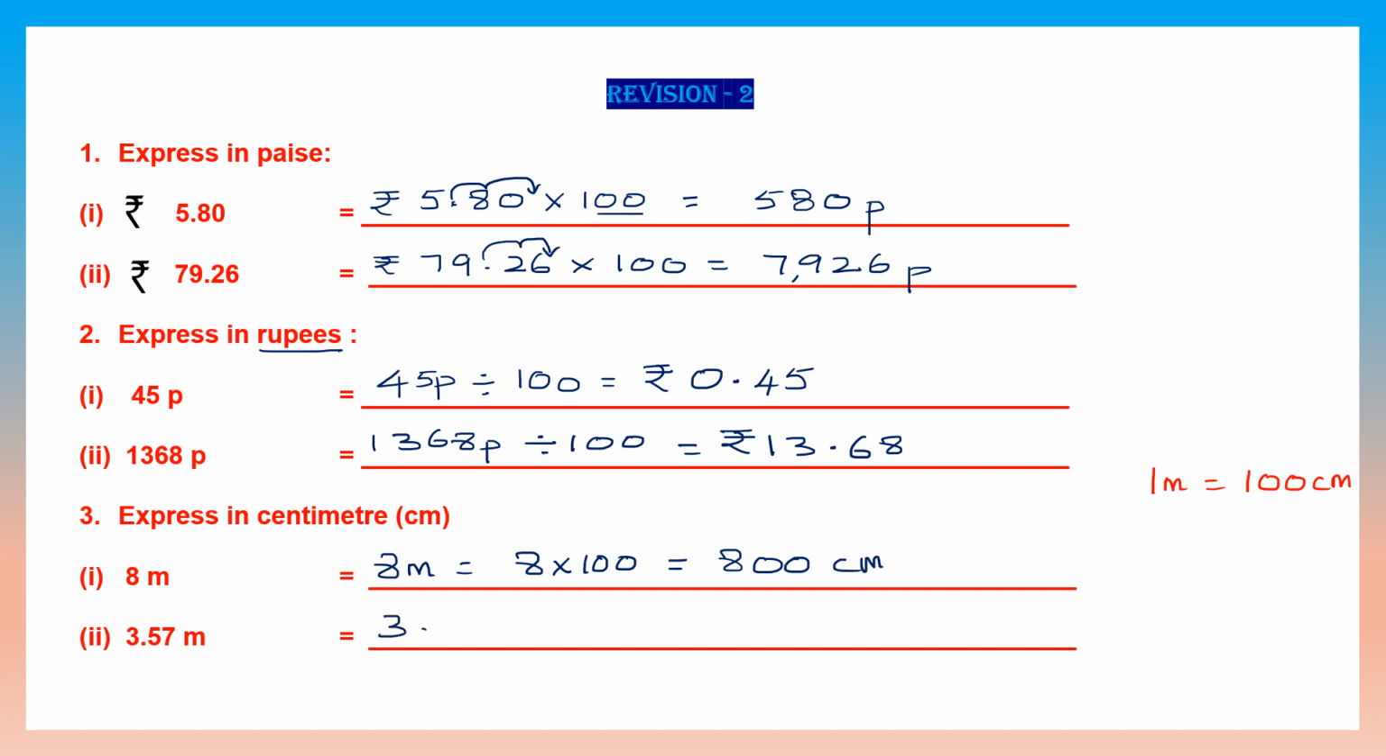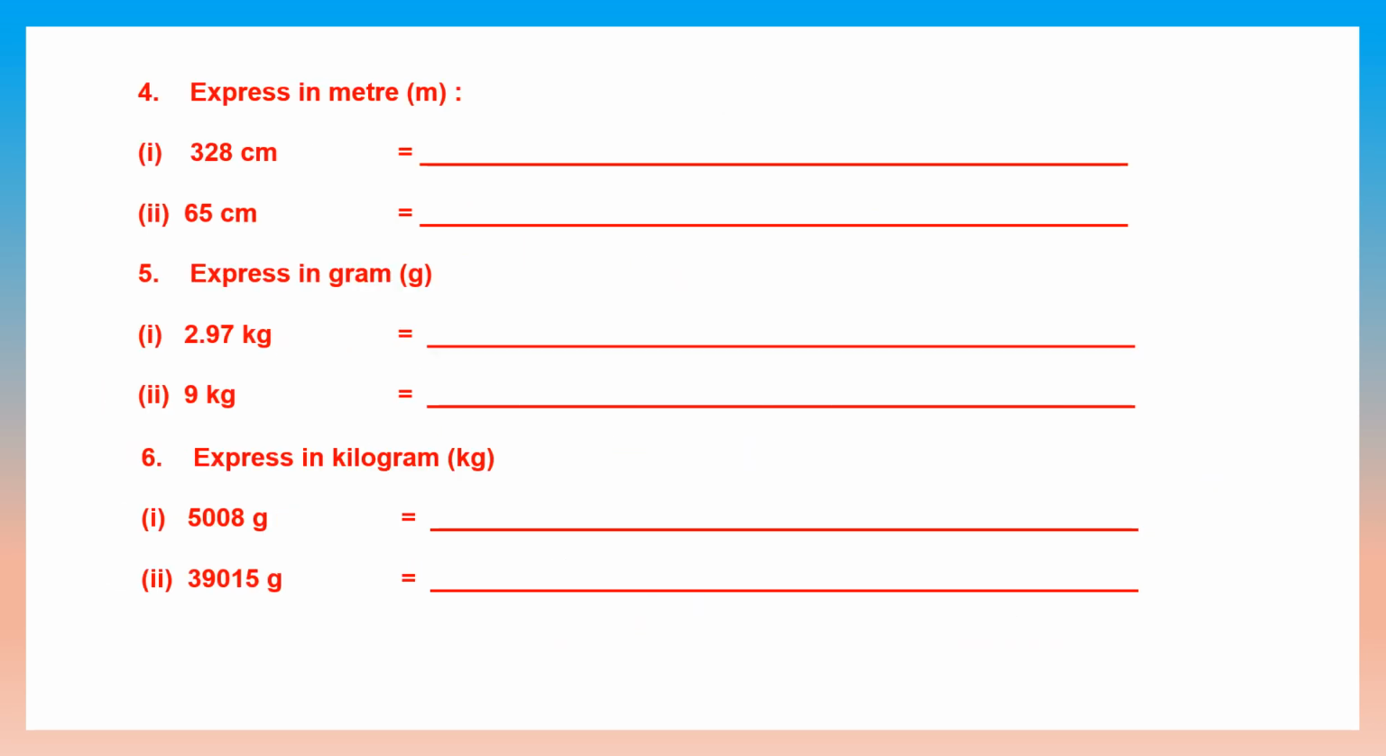Next one, 3.57 meters. When we are converting it to centimeters, we say 3.57 into 100 because 1 meter is equal to 100 centimeters. So when you multiply by 100, the point will move 2 places to the right. For multiplication to the right, for division to the left. So what do we get here? 357, and the unit is centimeters. So I hope all of you got these answers correct. We'll move on to the next slide.